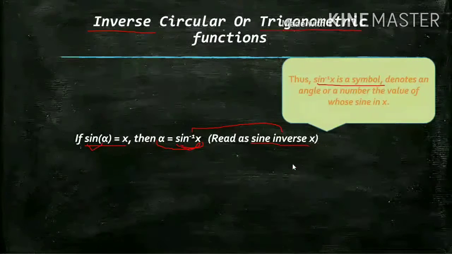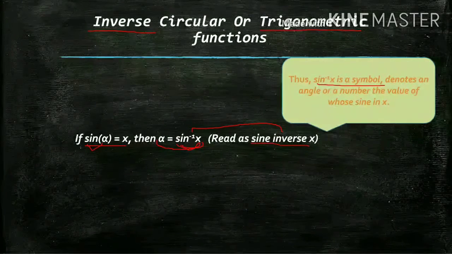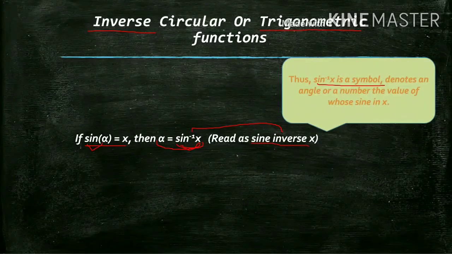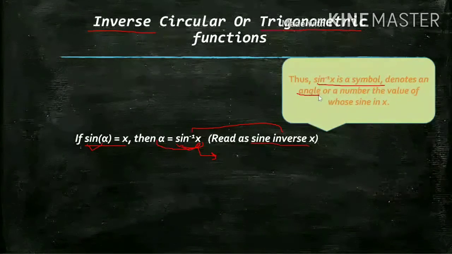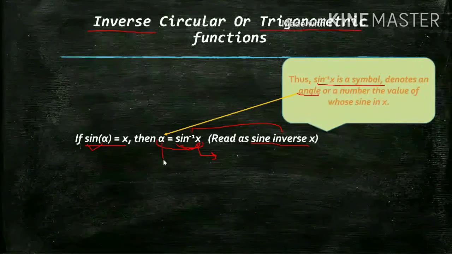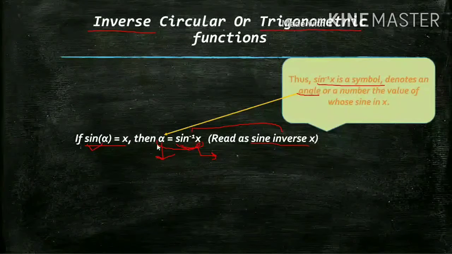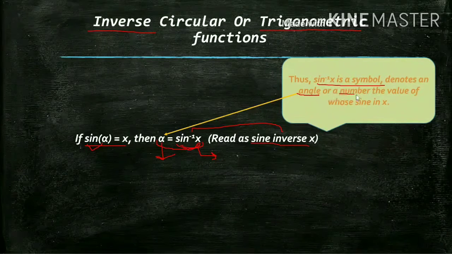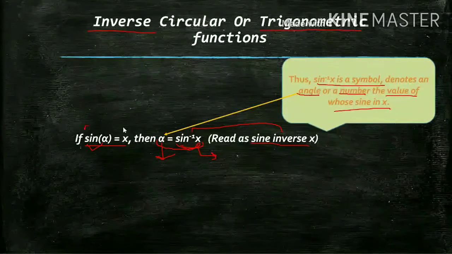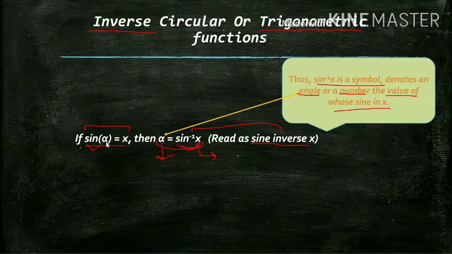It's like a symbol that we have in mathematics, like we have the symbols pi, alpha, beta, gamma. So these are all symbols, right? Similarly, we have the symbol sine inverse. It is a symbol. Now what does it denote? It denotes an angle. What angle? This alpha. Sine inverse x equal to alpha, which is nothing but the angle or a number, I can say, the value of whose sine is x. That means the sine of this angle or number is x.